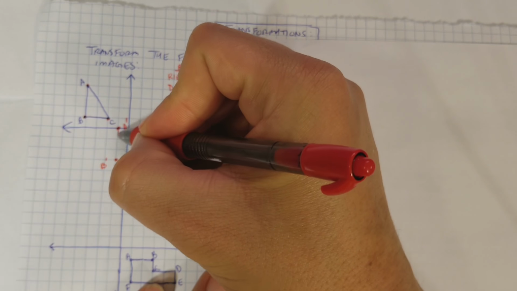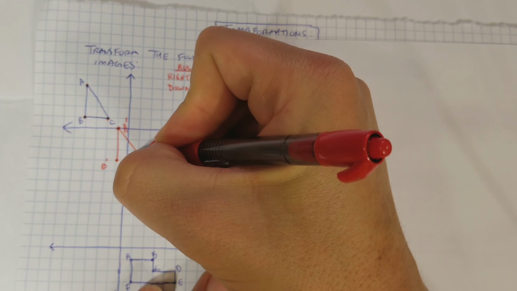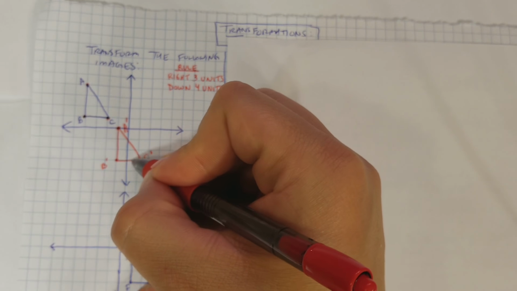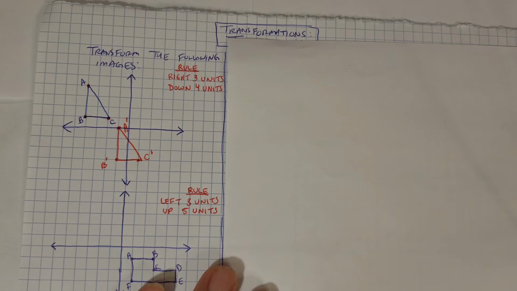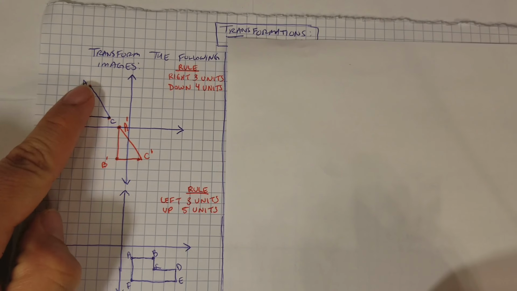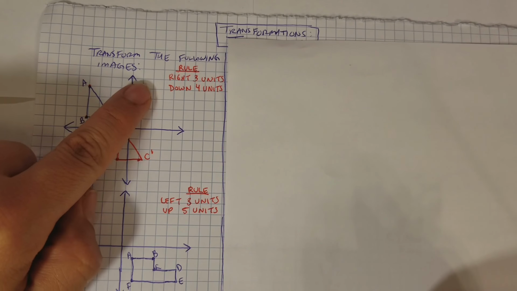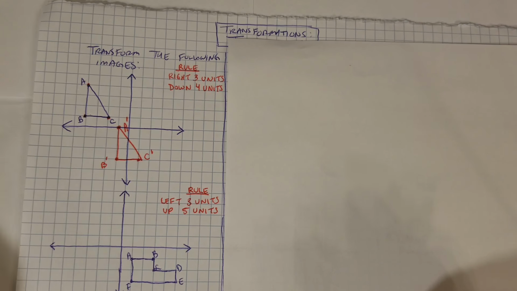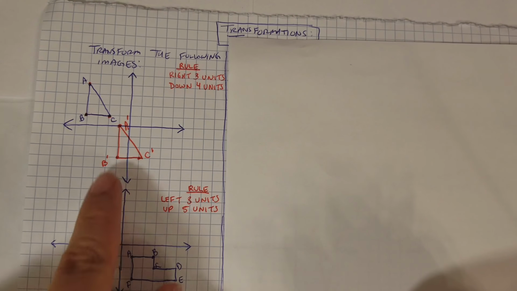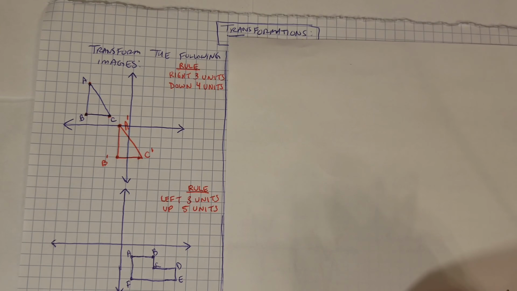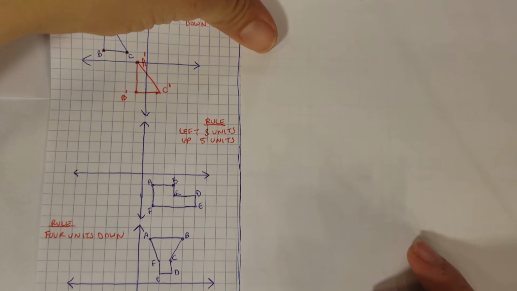If you connect A prime, B prime, and C prime, you should notice that the image looks exactly the same. It just looks like you put your finger on top of the image, slid it to the right 3, down 4, and let it go. That's what it should look like. And then make sure you identify the new points as primes: A prime, B prime, C prime. Let's do another example real quick.